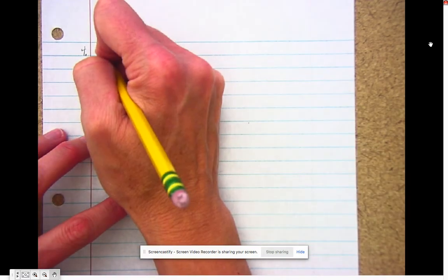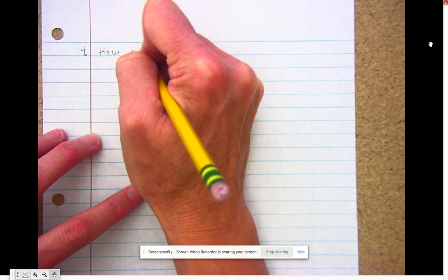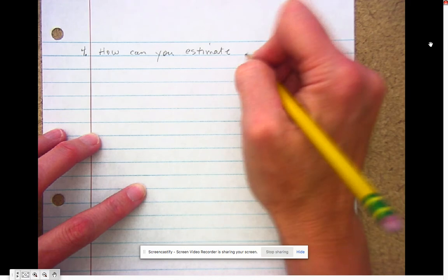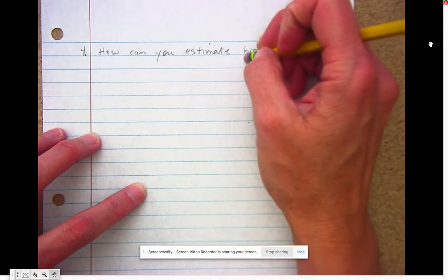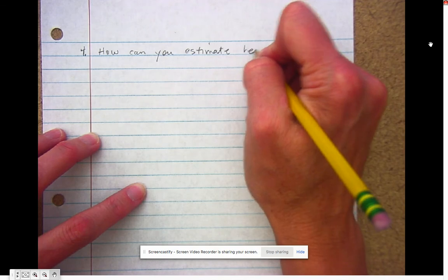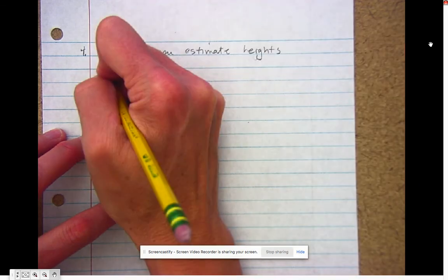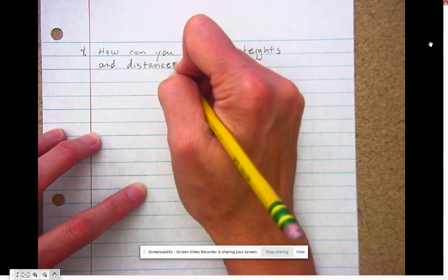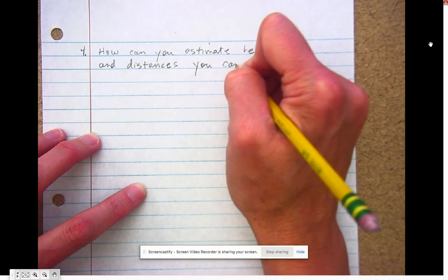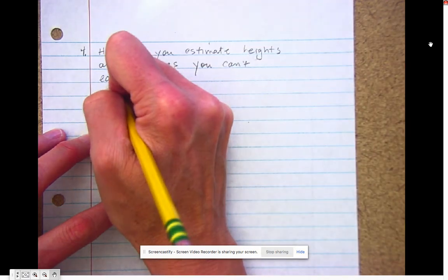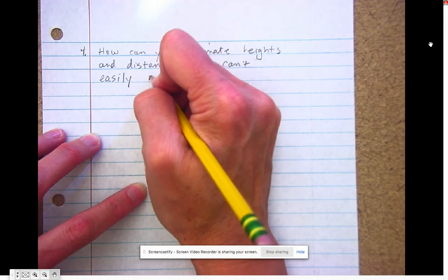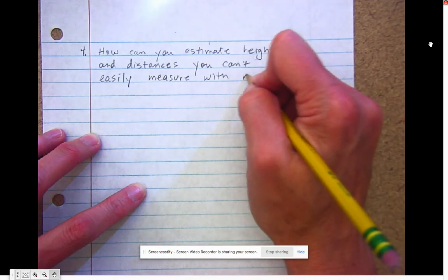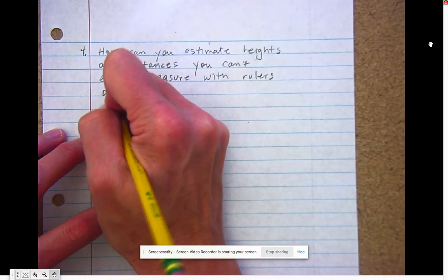So the fourth big idea was: how can you estimate heights and distances you can't easily measure with rulers or tape measures?